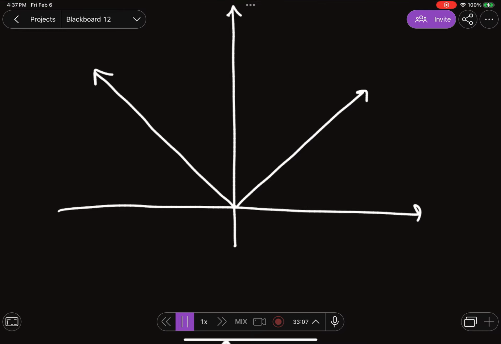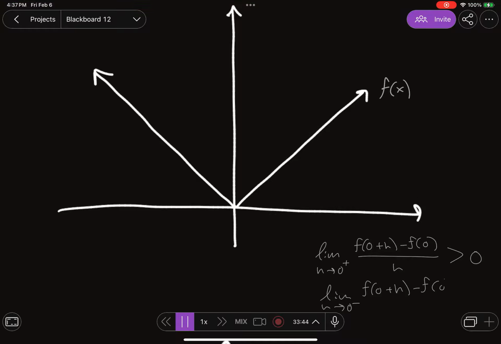To be more precise, say this is the function f of x. The limit as h approaches 0 from the right of f of 0 plus h minus f of 0, all divided by h, would be positive, whereas the limit as h approaches 0 from the left of f of 0 plus h minus f of 0, divided by h, is negative.